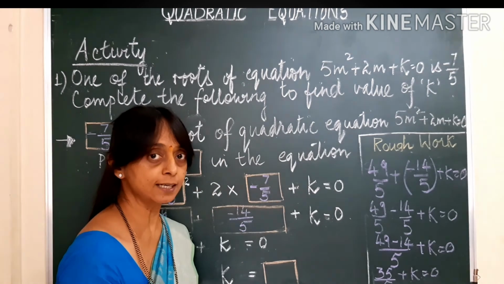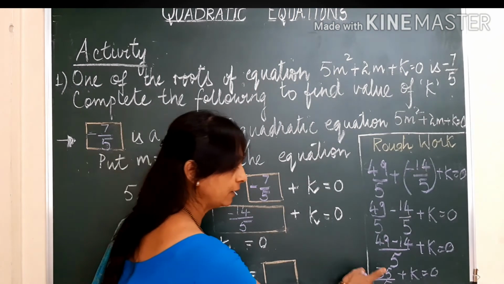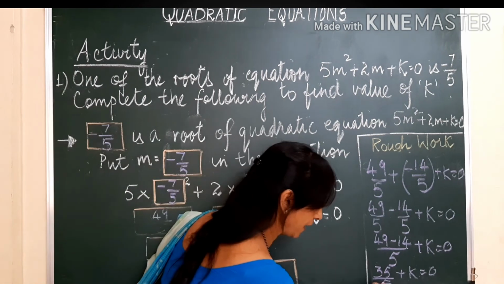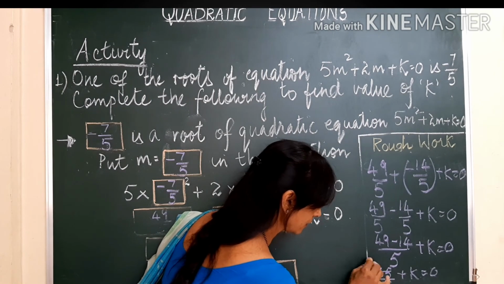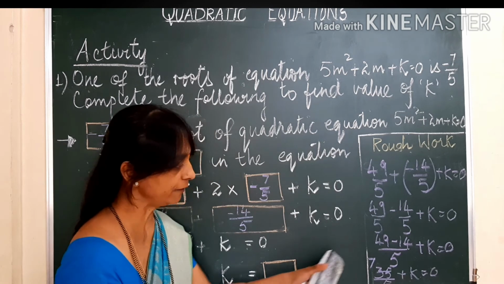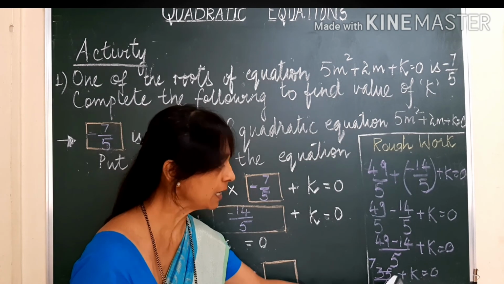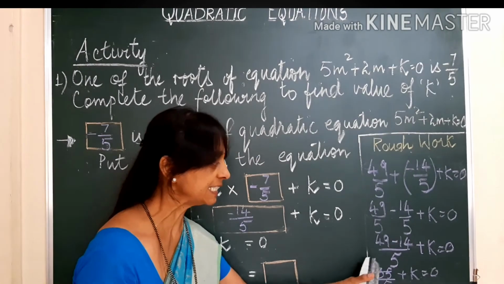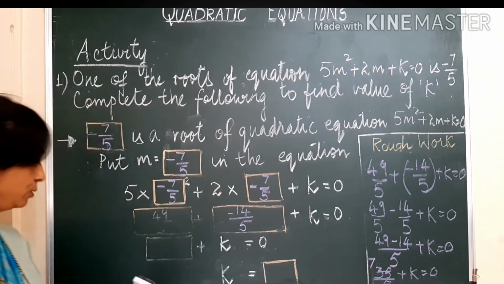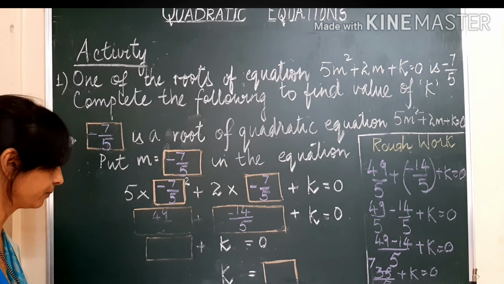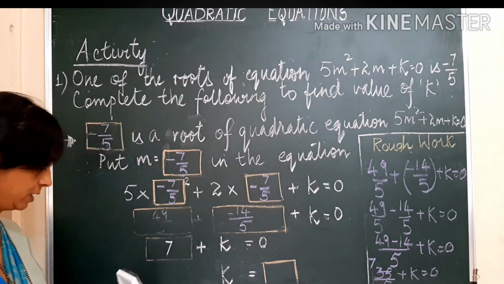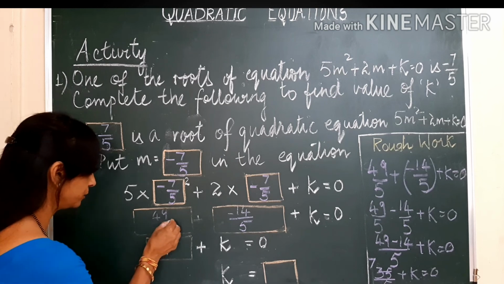Can I write this as the answer? Let's check. 35 upon 5. You can still reduce it. How do you reduce it? 5 ones are 5, 7 fives are 35. So what are you left with, children? 7 upon 1 plus k is equal to 0, which goes as only 7 plus k is equal to 0. So I'll write the answer 7 plus k, which is equal to 0.